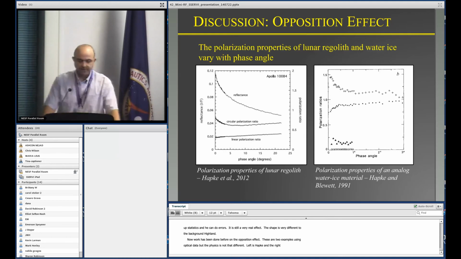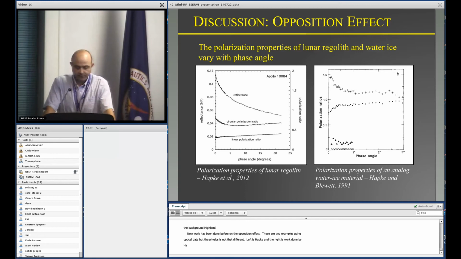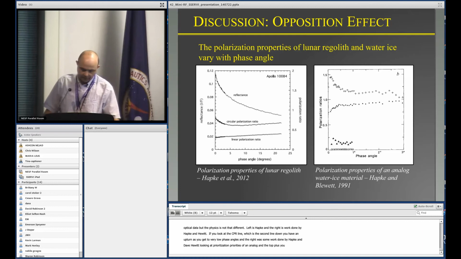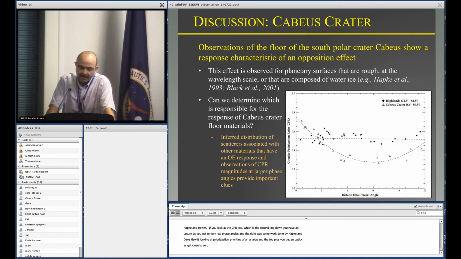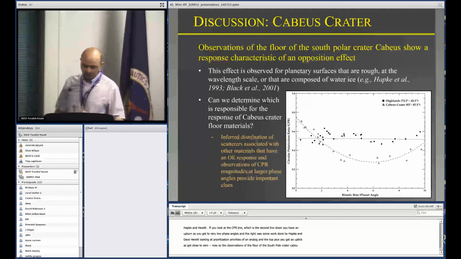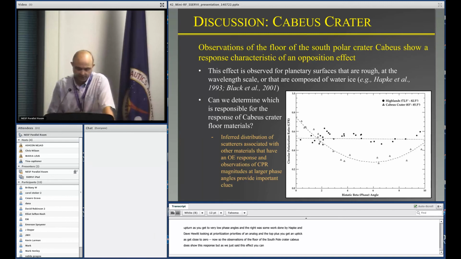Now, work has been done before on the opposition effect. These are two examples using optical data, but the physics isn't that different. The left is Hapke, and the right is some work done by Hapke and Blewett. The left was looking at just normal lunar regolith, and if you look at the CPR line, which is the second line down, again, you have an upturn as you get to very low phase angles. And the right was some work done by Hapke and Dave Blewett looking at the polarization properties of an analog of a water ice material. And again, the top pluses, you get an uptick as you get close to zero phase angle, just like we see with the bistatic radar data.